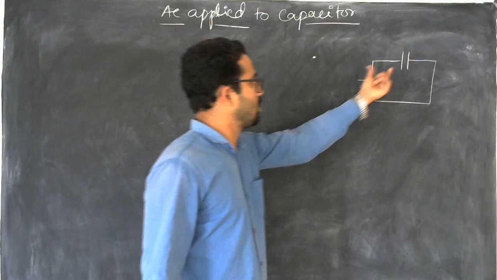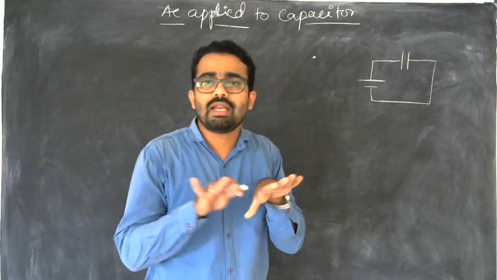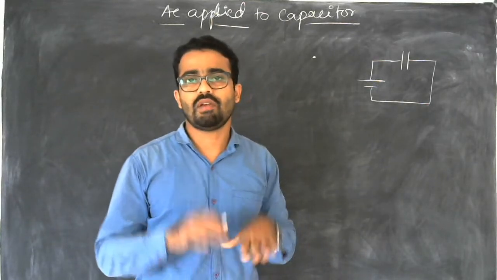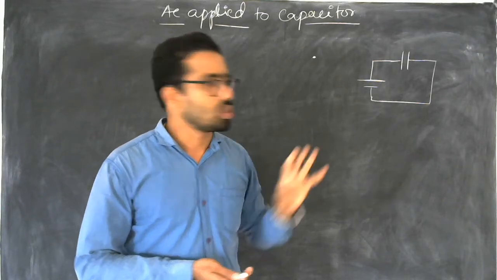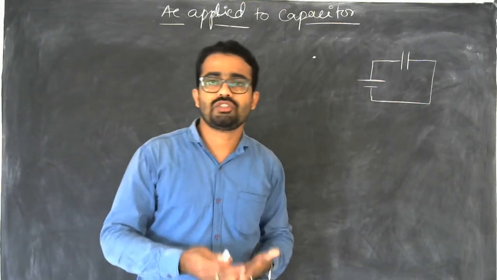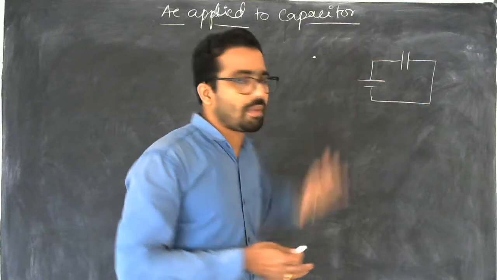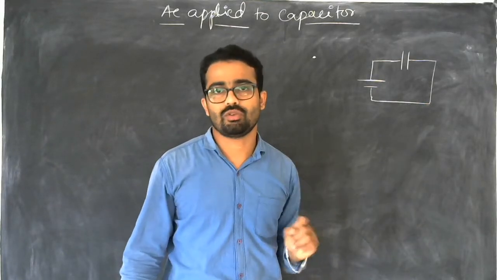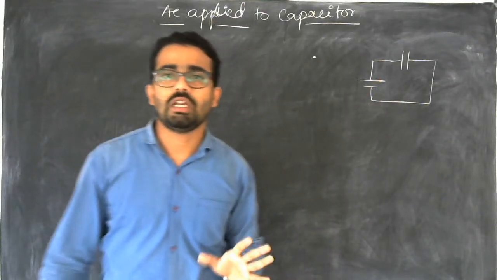Whenever you connect a capacitor to a DC source, there will be charging. Once the charge stored in the capacitor reaches a saturation level, the maximum level, then it opposes the current flow in the circuit. So when a capacitor is connected to a DC circuit, it goes on charging. Once the charge stored in the plates reaches the maximum level, the capacitor doesn't allow the flow of charges in the circuit because it is completely charged. This is what happens when a capacitor is connected in a DC circuit.